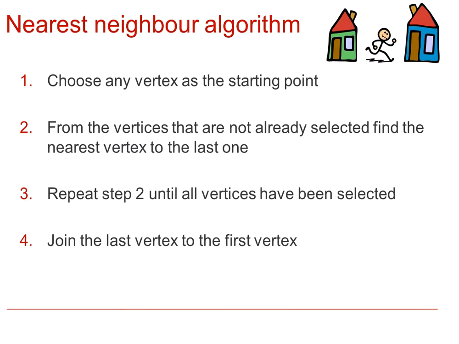So the nearest neighbour algorithm is that you can choose any vertex as a starting point, and from the vertices that are not already selected, find the nearest vertex to the last one. It's important that you do not confuse this algorithm with Prim's, which allows you to find the nearest vertex to any already chosen. So in this algorithm, you only look at the nearest vertex to the last one you've just chosen. You then repeat step 2 until all the vertices have been selected, and finally you join that last vertex to the first vertex.